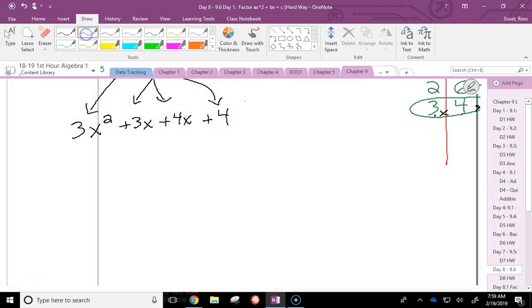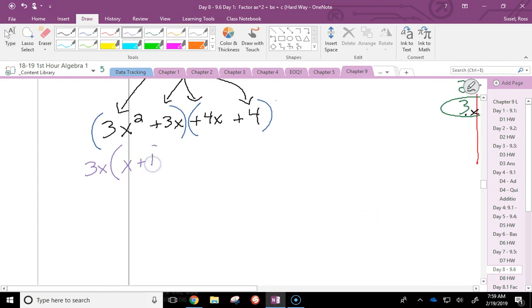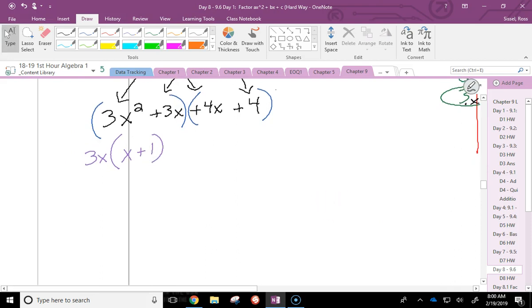Now, we are going to group them. So, we put parentheses around the first 2 terms. And we're going to put parentheses around the second 2 terms. Now we have them grouped and we're going to factor something out of them. What does 3x squared plus 3x have in common? 3x. All right, so I'm going to pull out 3x. And that would leave me with 3 divided by 3 is 1. X squared divided by x is just x. 3x divided by 3x is 1. Okay? So 3x squared plus 3x became 3x times x plus 1.